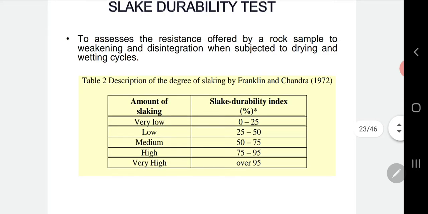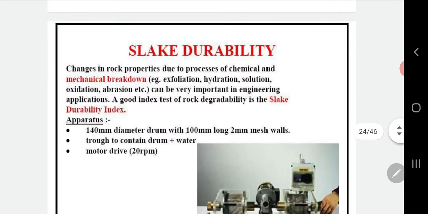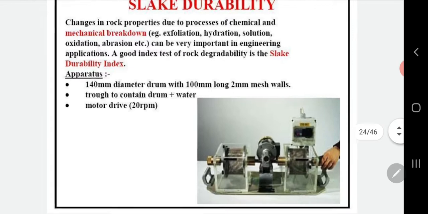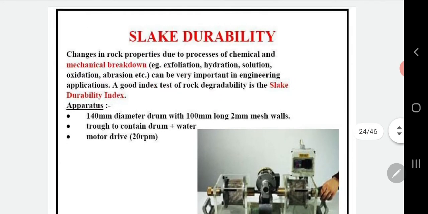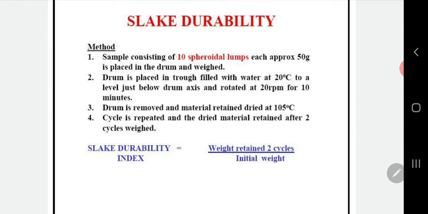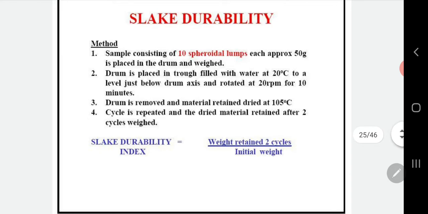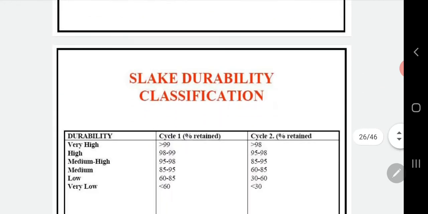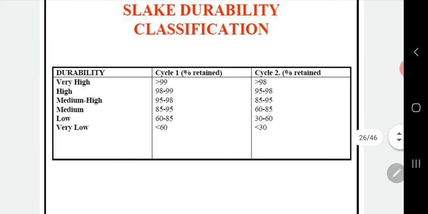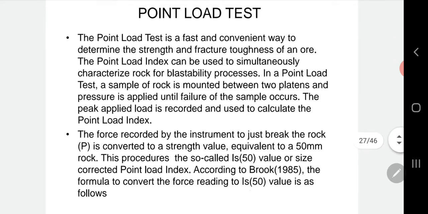You get the final report, and this report will be considered by those who will do the decision making. Okay, this is what you have already seen, and this is the equation given to calculate the slake durability index. So this is how you interpret all the data. Okay, next is the point load test.